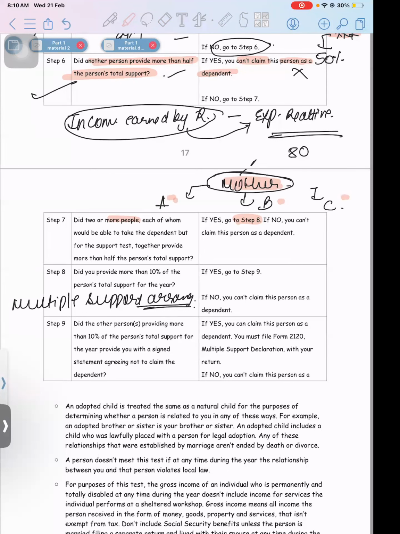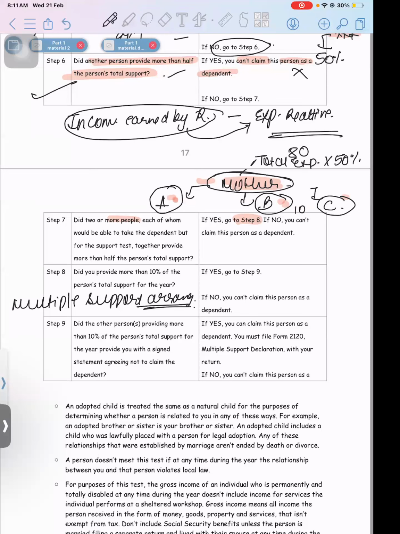So these 3 people will fight to claim their mother as a dependent, right? A will say, I will claim her as a dependent, B will say, I will claim her as a dependent, and C will say, I will claim her as a dependent. The thing is, they need to check one criteria. If all the 3 are providing the expense for her care, they need to either mutually decide who will claim her as a dependent, or take her total expenses and see who is providing more than 50% of her total expense.